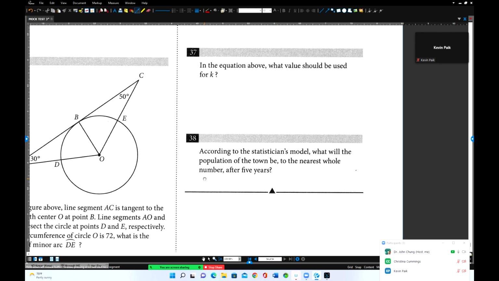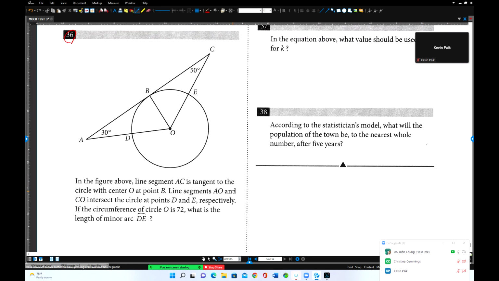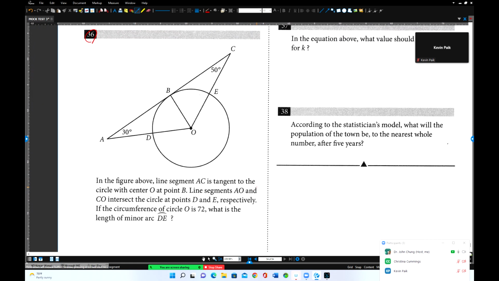Number 36. This is number 36. The circumference of the circle is 72. You know the circumference, right? It's the distance around the circle. That's the circumference, 72 already. But we're going to find the length of minor arc DE over here. The other one is what? Major arc. The longer one is major, the smaller one is minor. We're going to find this length.